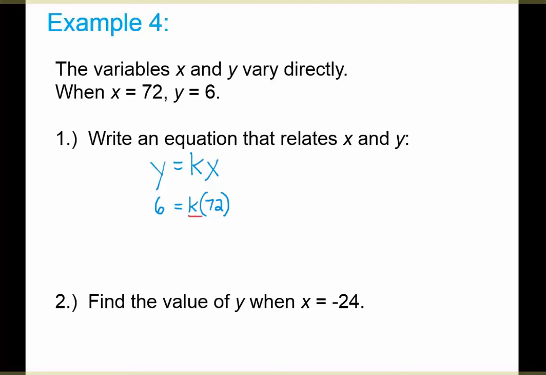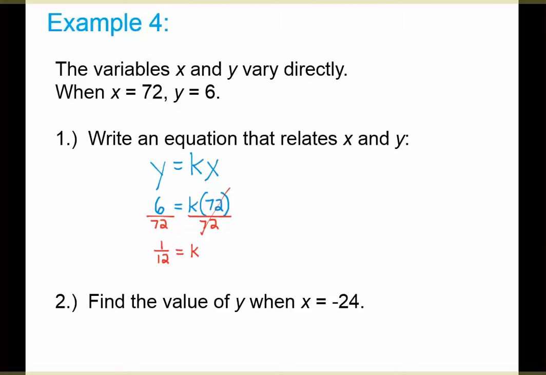Okay, you want to unglue the k from the 72, right? So go ahead and divide both sides by 72. Kind of like an algebra robot. And you get 6 over 72 equals k. And that can be reduced to 1 over 12. So your k value here is not 12, it's actually 1/12.